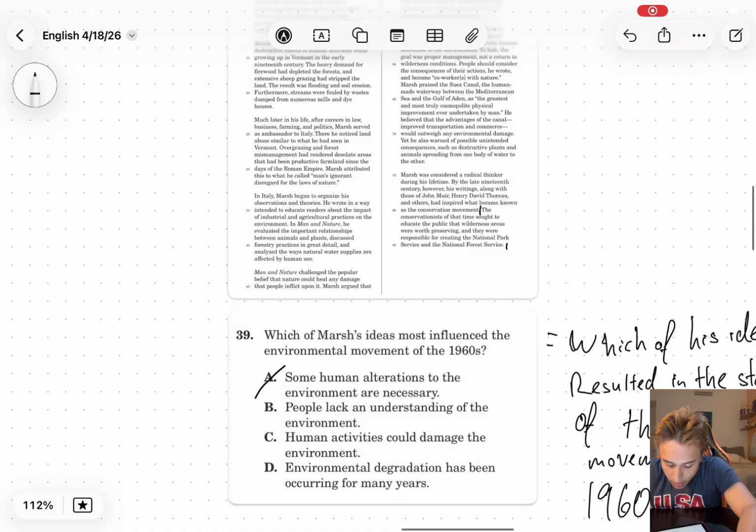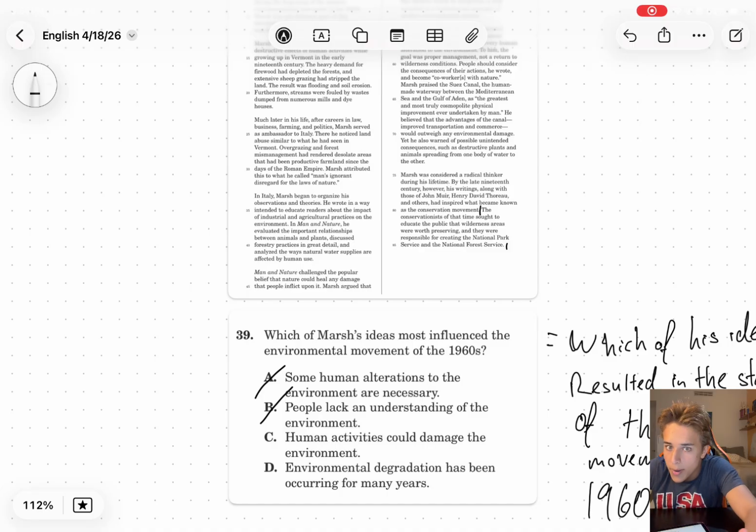So, people lack an understanding of the environment. Yes, this was true, and he did think this. However, this again doesn't really reflect a big part of the environmental movement, which was to just create these national parks. It didn't really talk too much about the fact that people understood it or didn't understand it. So it's not B.